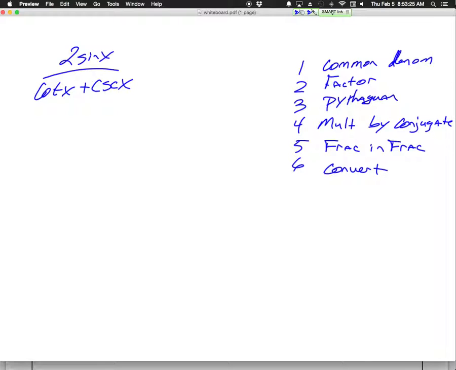So again, we go through our list. Do I need to get a common denominator? Is there anything I can factor out? Is there a Pythagorean? No. Can I multiply by the conjugate? Yeah, if I've got a binomial, that means I can multiply by a conjugate. So what is the conjugate? There you go. So it would be cotangent minus cosecant.